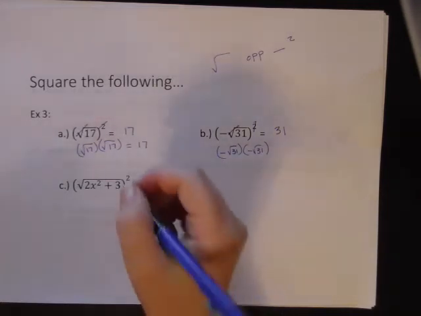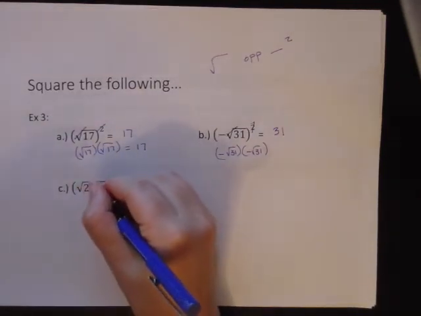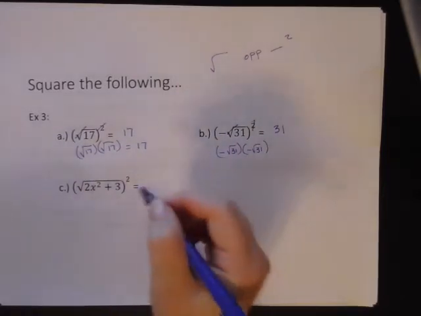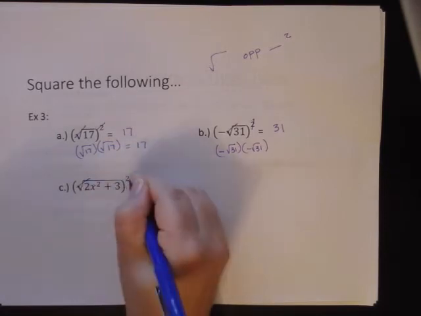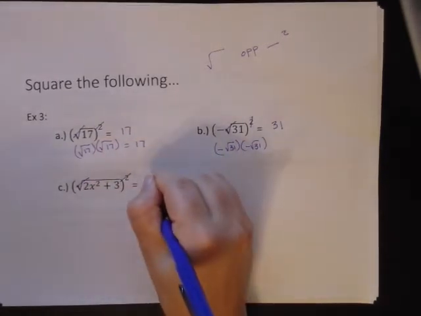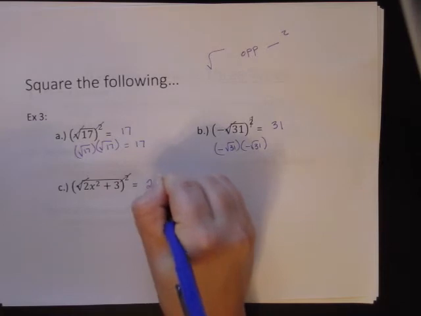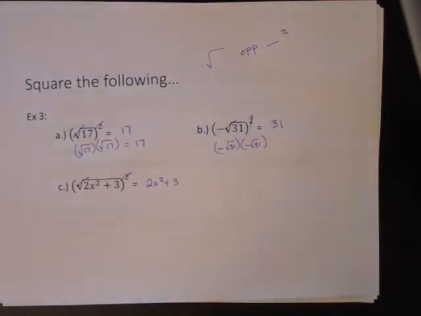Okay, this is where it actually becomes important. So if I've got the square root of 2x squared plus 3, I know that squares and square roots are opposite of each other, so I'm just left with whatever's underneath the square root. So I've got 2x squared plus 3. And that's going to be really important, especially when we get into chapter 9.